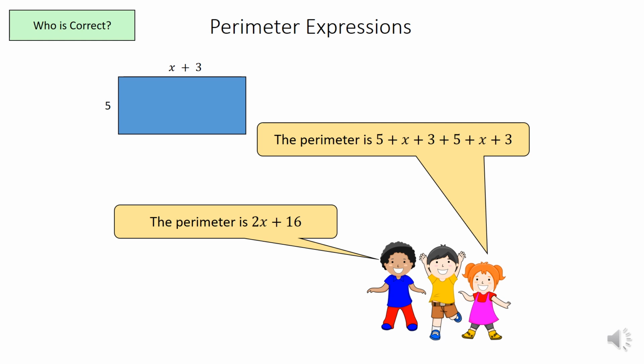Okay, so we should have had a real think about that now, and I just want to point out that both statements are correct. The character who said the perimeter is 2x plus 16 has actually collected the like terms. The first statement says the perimeter is 5 plus x plus 3 plus 5 plus x plus 3, all added together. So they are both correct, but I would say the bottom statement is more correct because he has also collected the like terms.